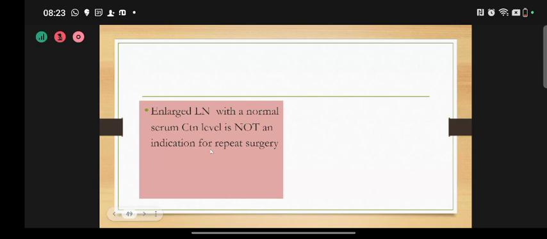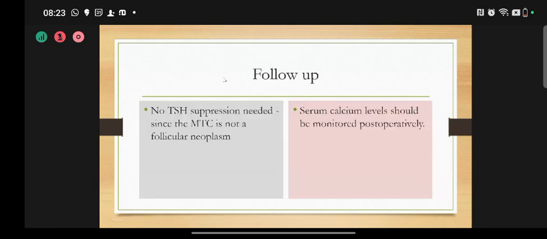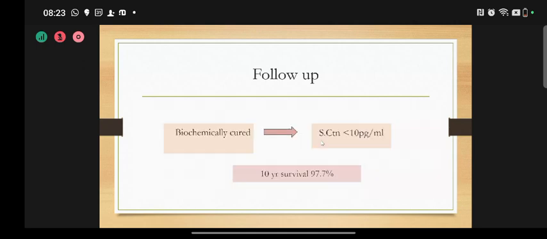So if you are seeing an enlarged node but the calcitonin is normal, ideally there is no need for a repeat surgery. About the follow-up, as this is a parafollicular lesion, there is no need for any TSH suppression in the follow-up period. And just like any thyroid surgery, we should monitor the calcium levels. So when can we say it is biochemically cured medullary thyroid cancer? When the calcitonin level on follow-up is less than 10 picogram per ml, it is considered biochemically cured, and in such a scenario, the 10-year survival rate is almost 97%.